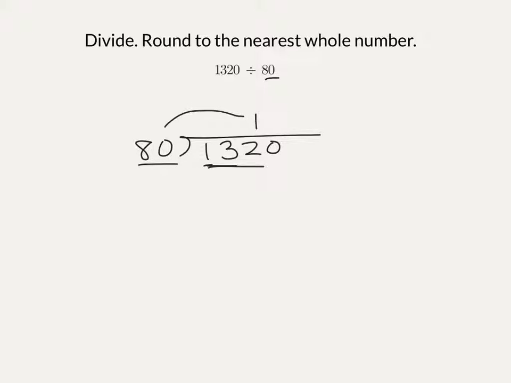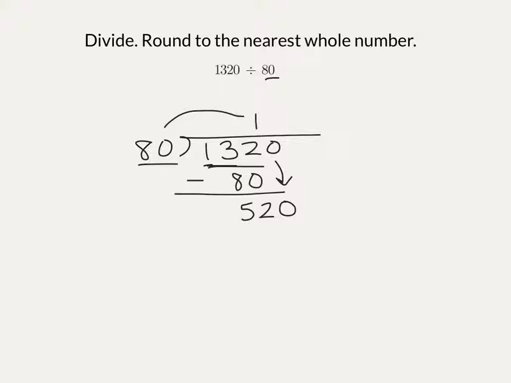Next, we'll multiply. So 1 times 80 is 80, and we'll place it under the 132, and then we'll subtract. 132 minus 80 is 52. Our next step is to bring down the digit that's left over, which is 0, and then we'll start this process over again.